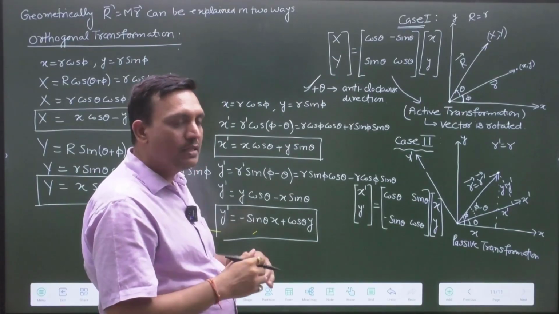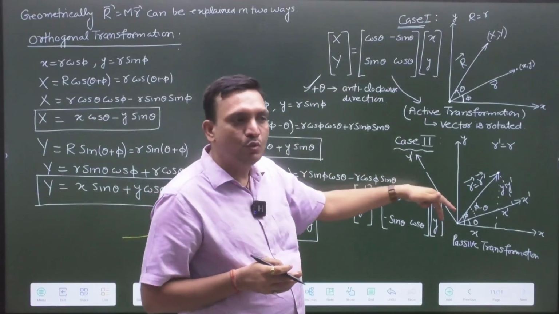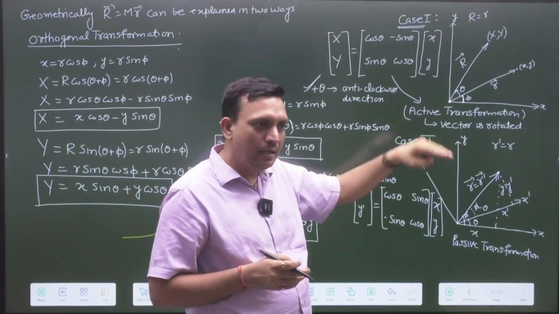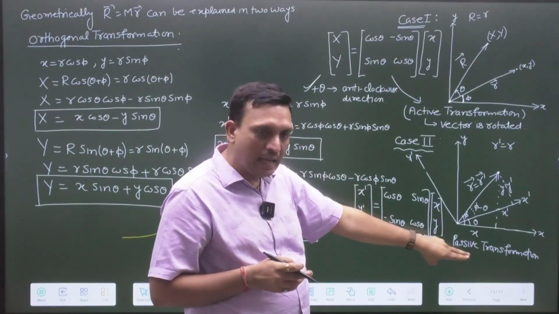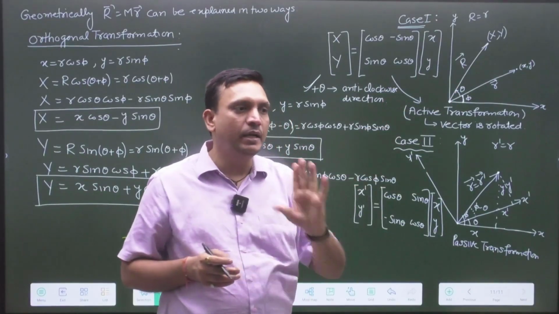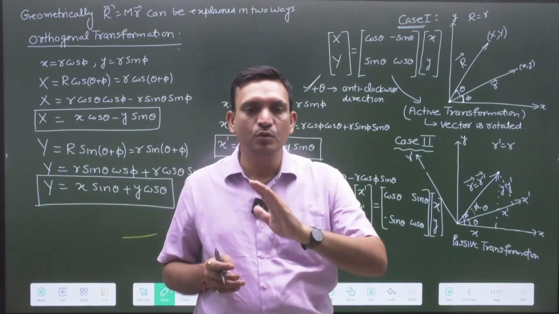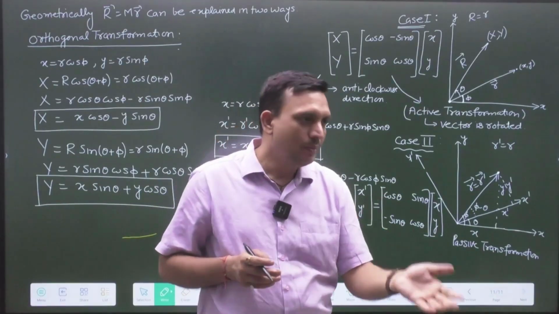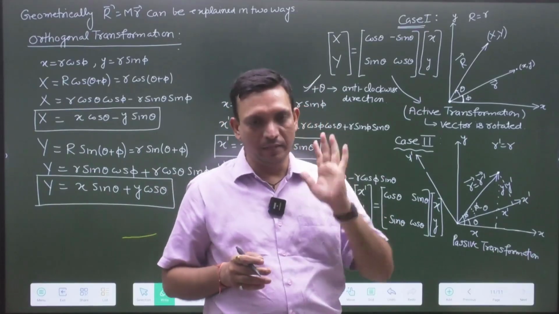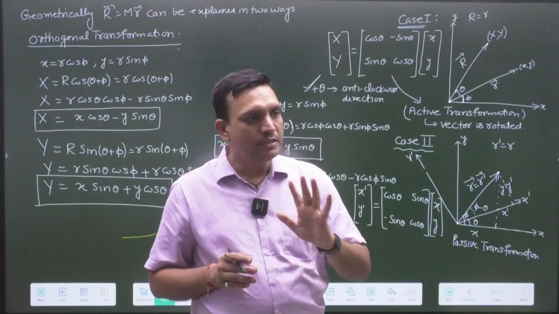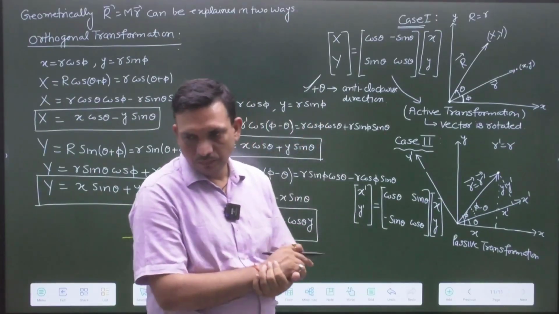Okay? So R' is equal to MR, that linear system of equations. We have to consider these two cases, active transformation and passive transformation. In one, the vector is rotated; here, the axis is rotated. In both cases, determinant is 1. Whenever the determinant of an orthogonal matrix is 1, it corresponds to rotation, either active rotation or passive rotation. When determinant is minus 1, there is a reflection through a line. So you have to remember these points. Clear?